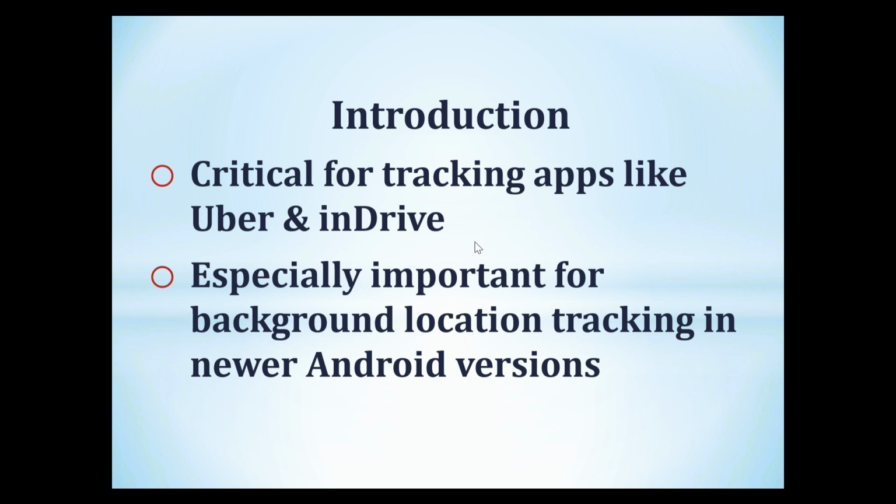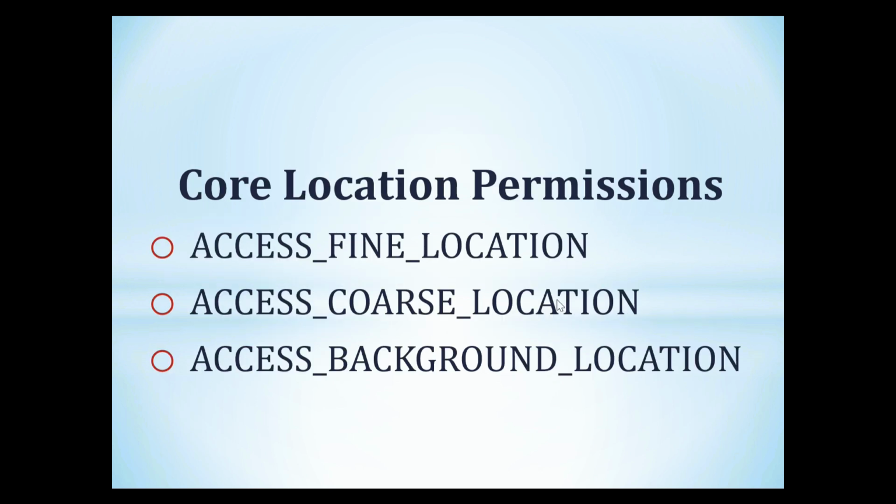Understanding Android location permissions is critical for tracking apps like Uber and inDrive, and it becomes more important if you are getting user location in the background and dealing with the latest Android versions. So these are the three permissions that are required to get a user location in the foreground as well as in the background. You will have to declare these three permissions in the manifest file as well as handle them at runtime.